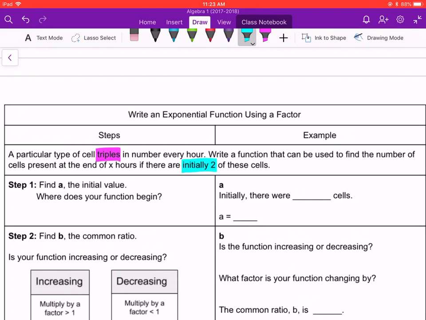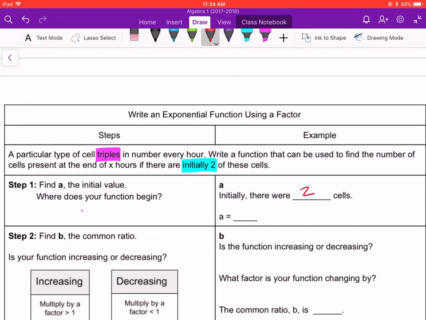So say you have bacteria, whatever, there's 2 cells, it triples, it multiplies by 3, you got 6, multiplies by 3, you've got 18, multiply that by 3, and so on and so on. So your a, your initial value, what did I start with? Well, there were initially 2 cells.